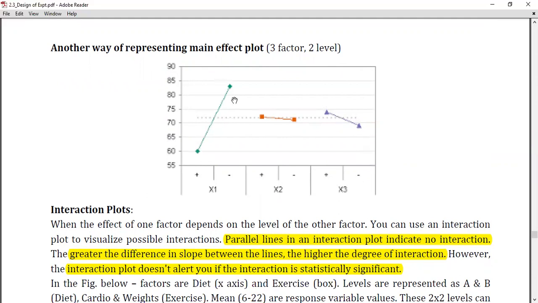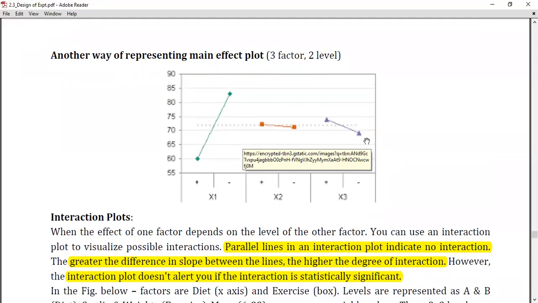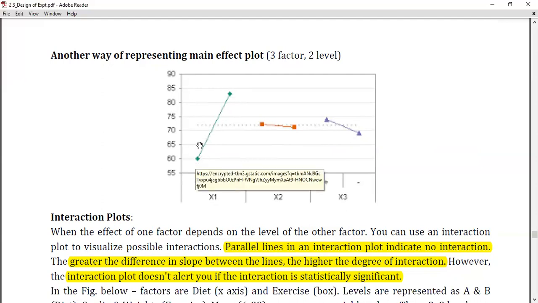If I ask you a simple question, pause the video and watch it again: which has the maximum main effect? Pause the video, think. Alright, you might have thought any one of these, x1, x2, x3. If you observe carefully, the slope of x1 is large compared to the other two. So x1 has a larger effect on the outcome response variable, whereas x2 has the lowest.